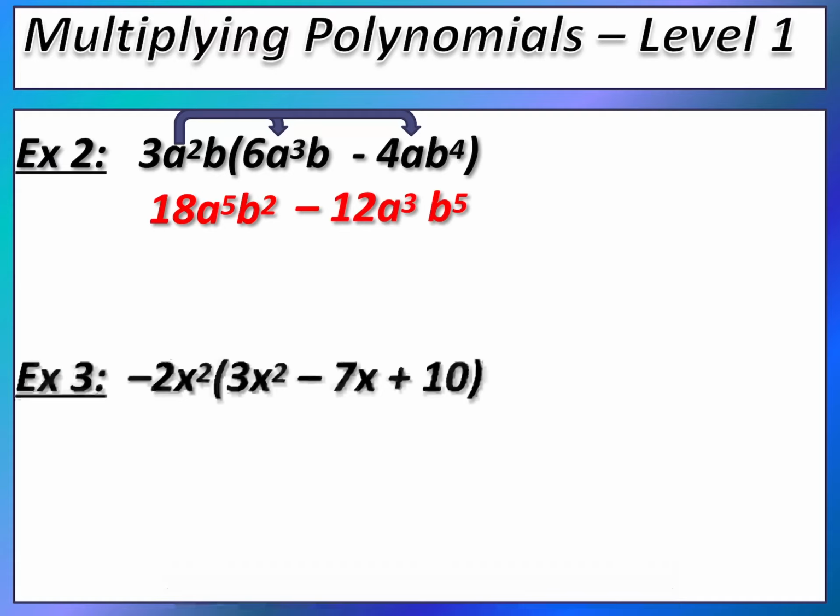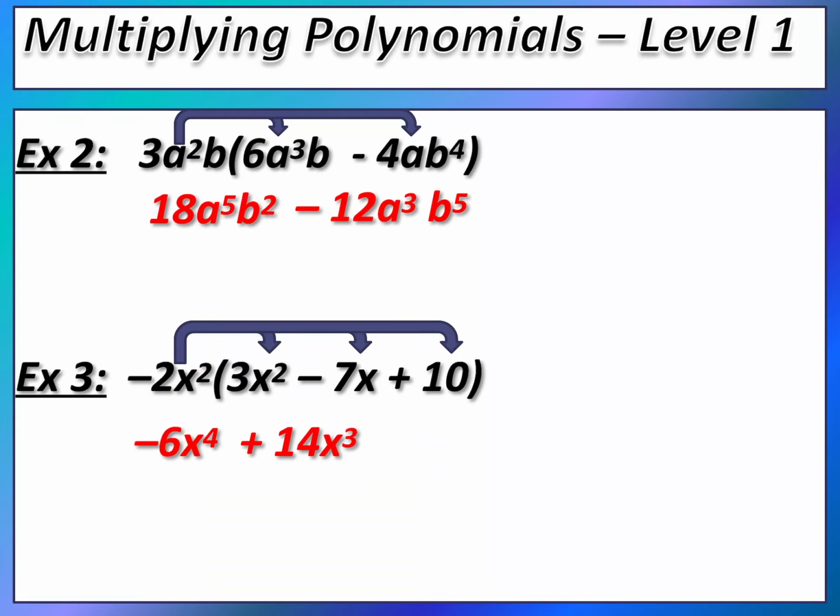Okay, we're now distributing to 3 terms inside the parentheses. Okay, so negative 2x squared times 3x squared. Multiply your coefficients and add your exponents. So I want you to pause and try and do this example right now. This gets me negative 6x to the 4th plus 14x cubed minus 20x squared.